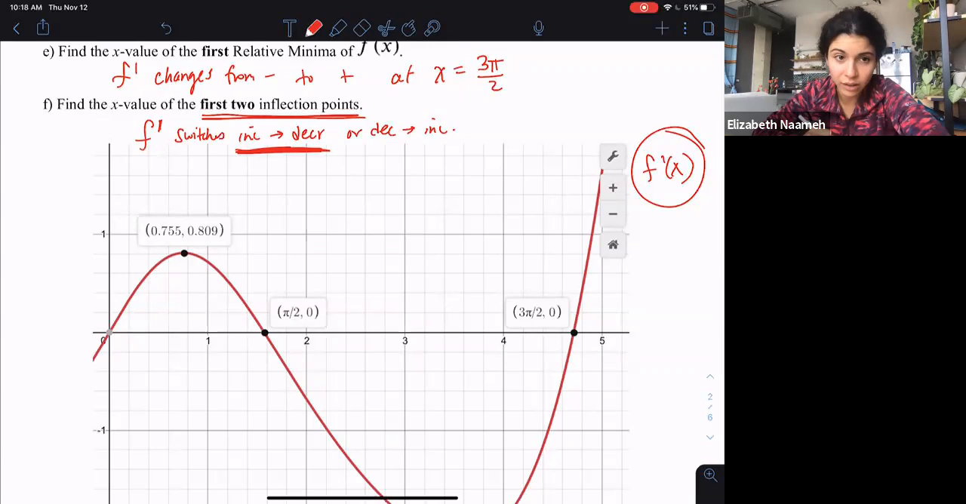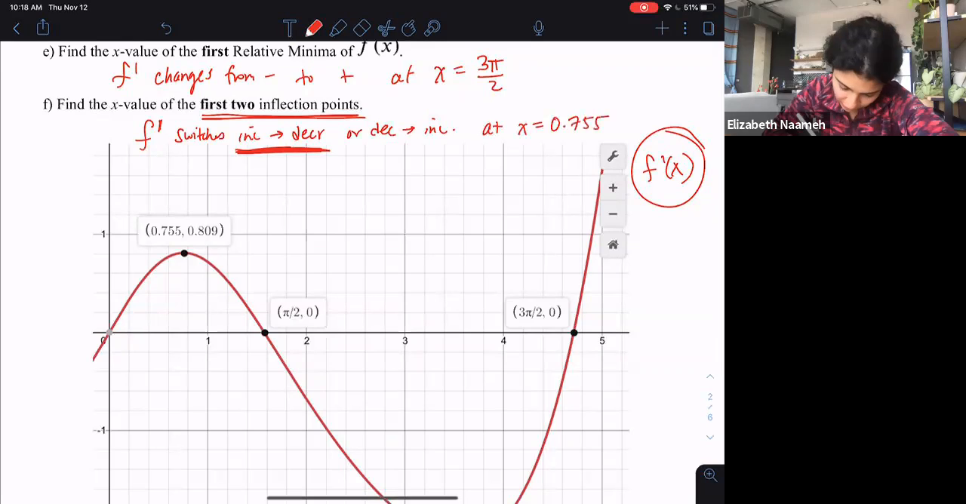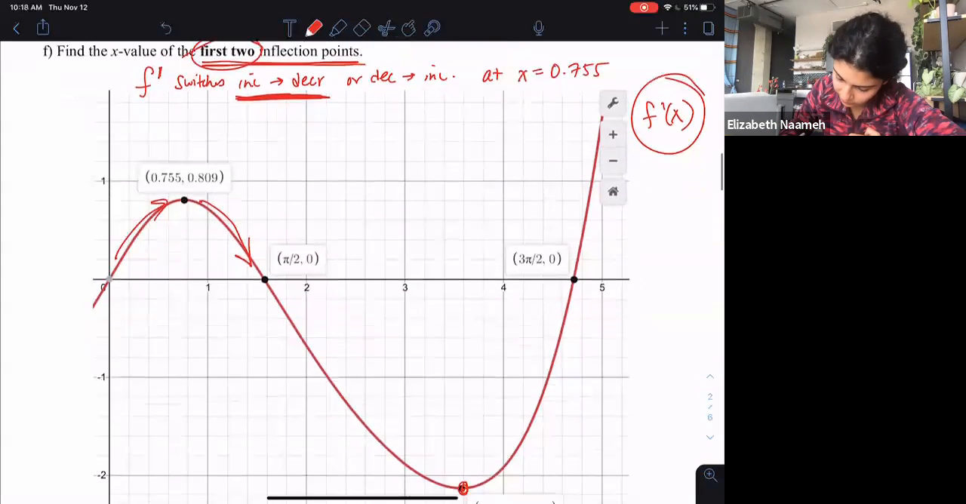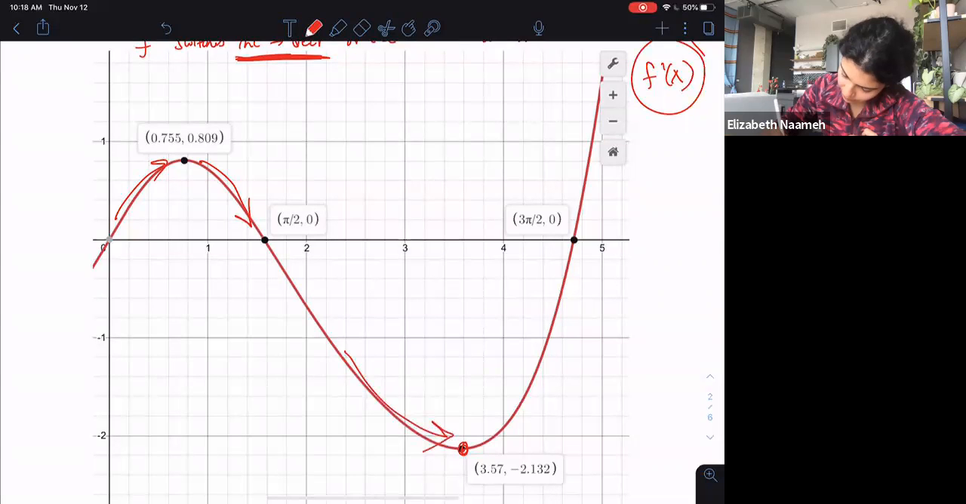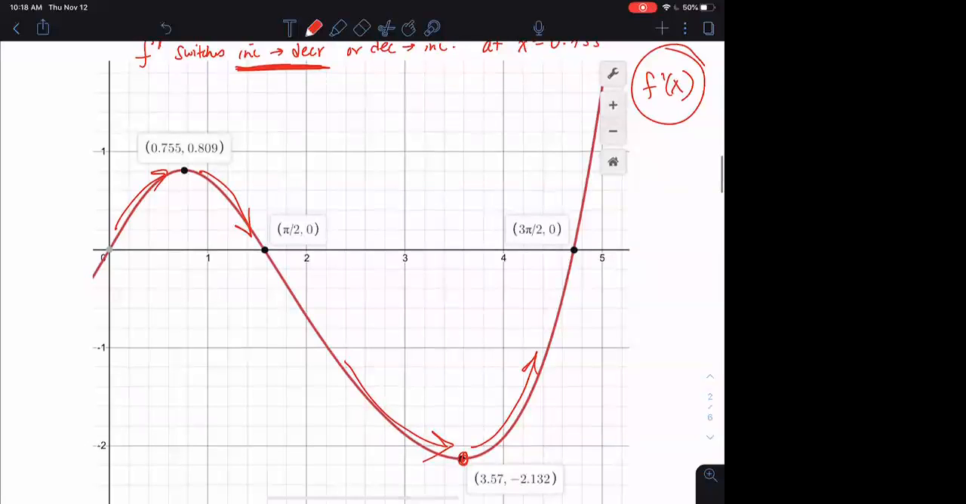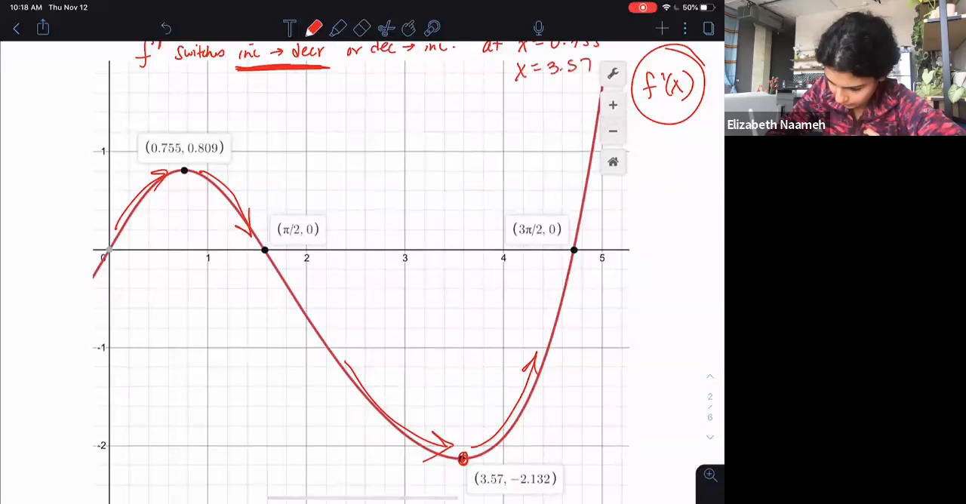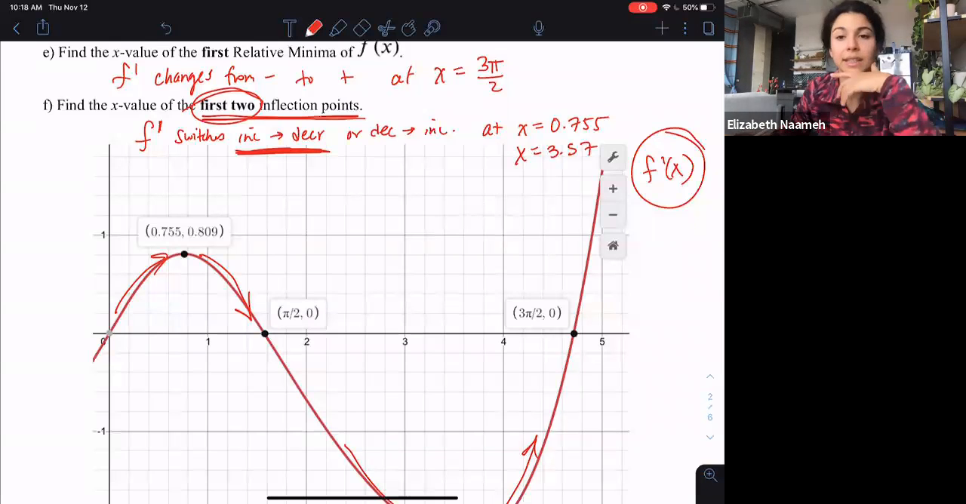Look at f prime, where is it increasing and then decreasing? What point does that happen? 0.755. At 0.755, it changes from increasing to decreasing. So that's our first inflection point. They want the second inflection point also. At 3.57, what happens? It goes from decreasing to increasing. Yes, so at x equals 3.57. And our reasoning is f prime switches from increasing to decreasing, or decreasing to increasing.